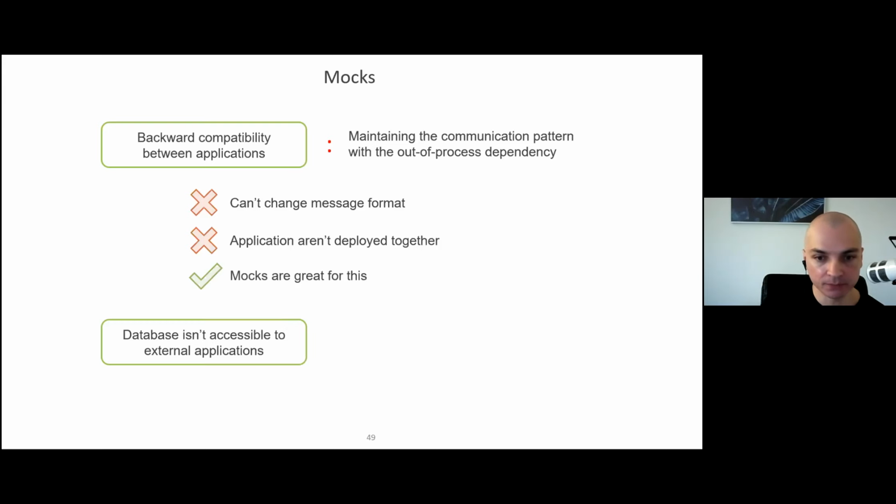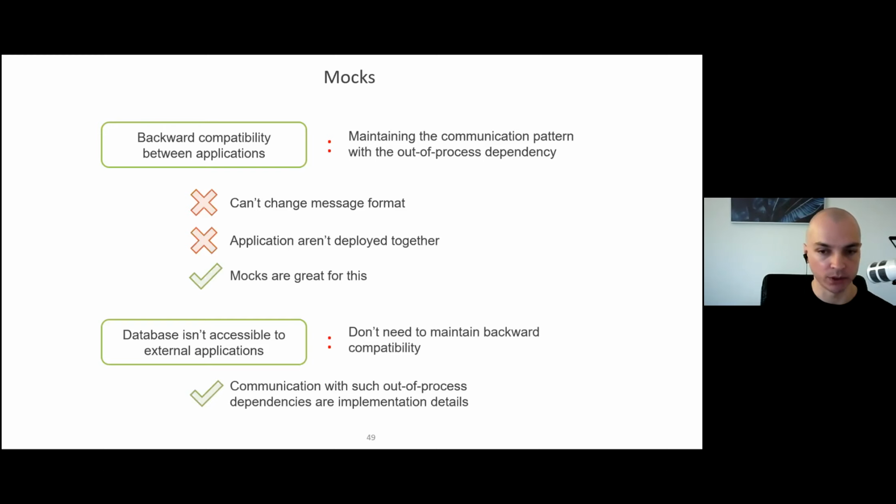But the database is not accessible to external applications. Because of that, you don't need to maintain backward compatibility with that application database. And so communication with such out-of-process dependencies becomes an implementation detail. That's because external applications do not see your database directly. Your system and that database effectively become one system. You can modify anything in that database and it will not affect the external systems in any way.